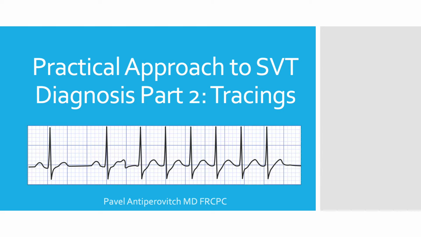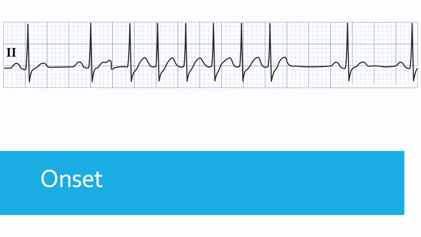Let's dive right in. When approaching any tracing, never jump into a particular diagnosis. Always start with making a general observation to frame the problem. For example, this is a narrow complex tachycardia. We see the initiation of the tachycardia, the termination, and a few beats of sinus rhythm. The differential for this includes atrial tachycardia, AVNRT, AVRT, and junctional tachycardia.